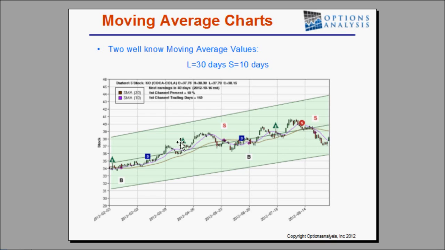Some of the other items in the chart that you're seeing: the E is when the earnings happen, the D is when a dividend happened, and this circle S is Coca-Cola recently had a 2-for-1 stock split.